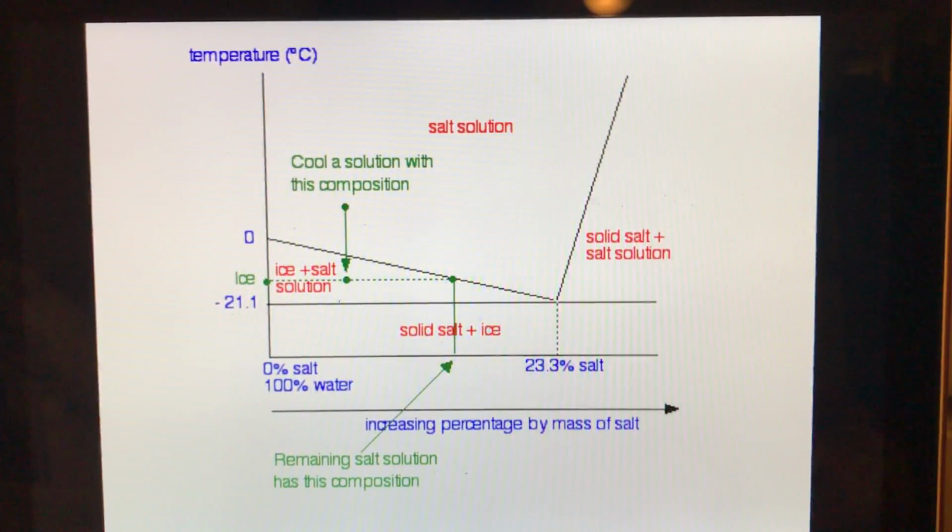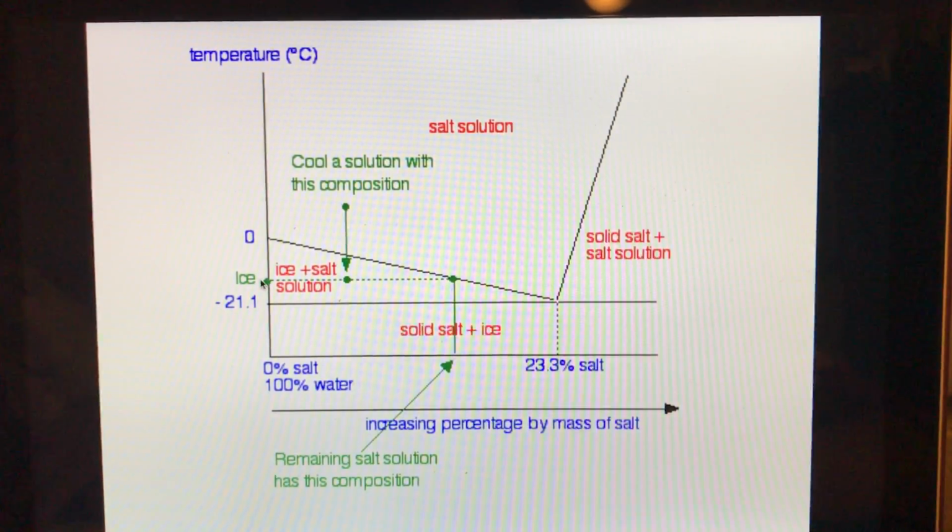And in the next diagram, to find out what is actually in the mixture, you draw a horizontal tie line through the point showing the temperature you have got to, and you look at what it hits at either end. For instance, in this case, on the left, it hits the vertical axis showing 100% water, and that's pure ice crystals. And on the other end, it hits the sloping line, and this tells you the composition of the remaining salt solution.